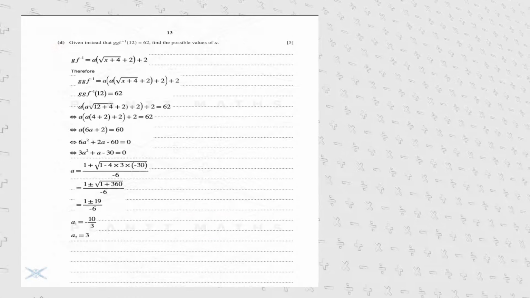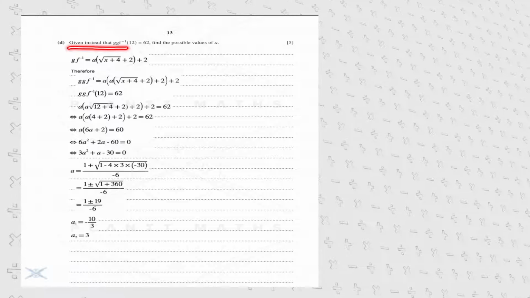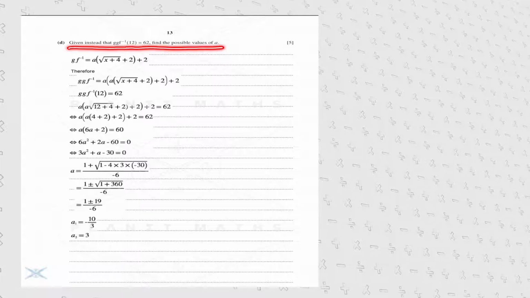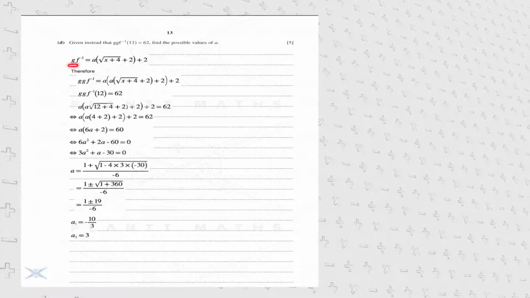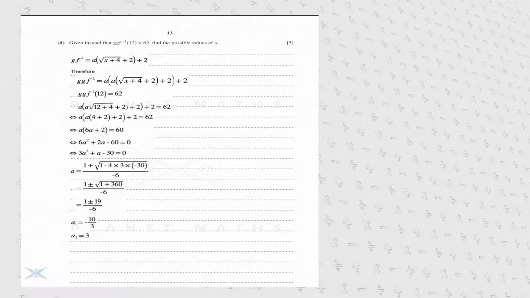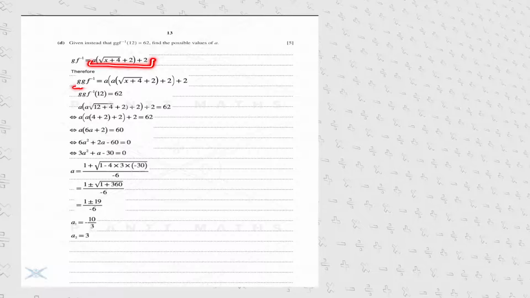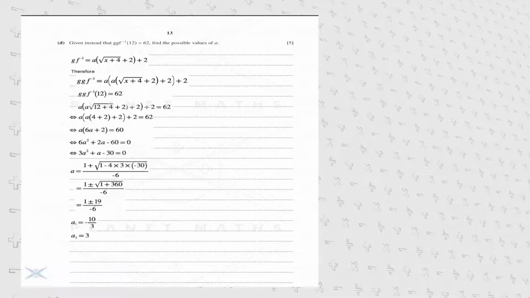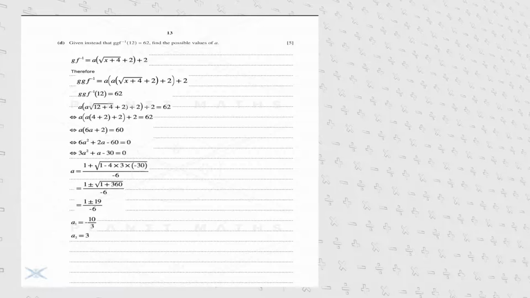Next on to part D of this exercise, where it is stated that given instead that g of the inverse of f of 12 is 62, we're supposed to find the possible values of a. In step number 1, we will find g of the inverse of f by substituting x in g for this expression here. In the second step, we will now substitute this entire expression for x in g of x again. Thereafter, we substitute x for 12 and simplify the left-hand side of the equation from inside out, meaning we will first attempt to simplify this thing here.